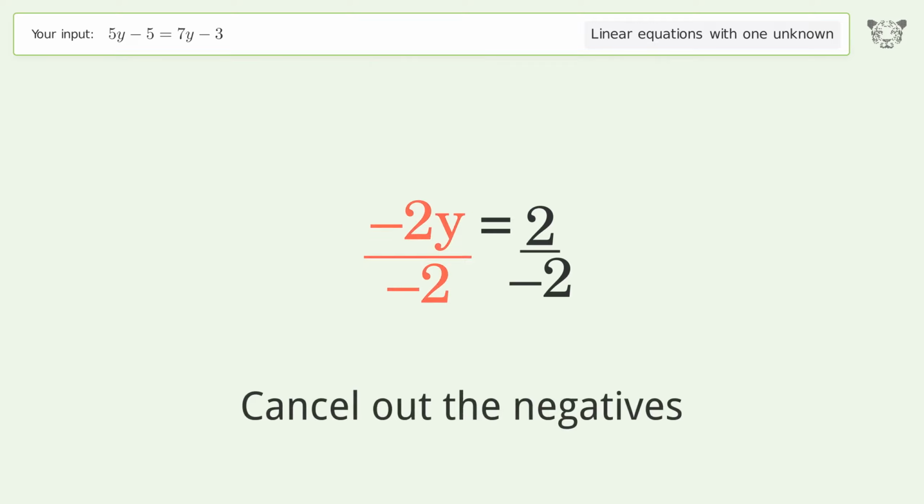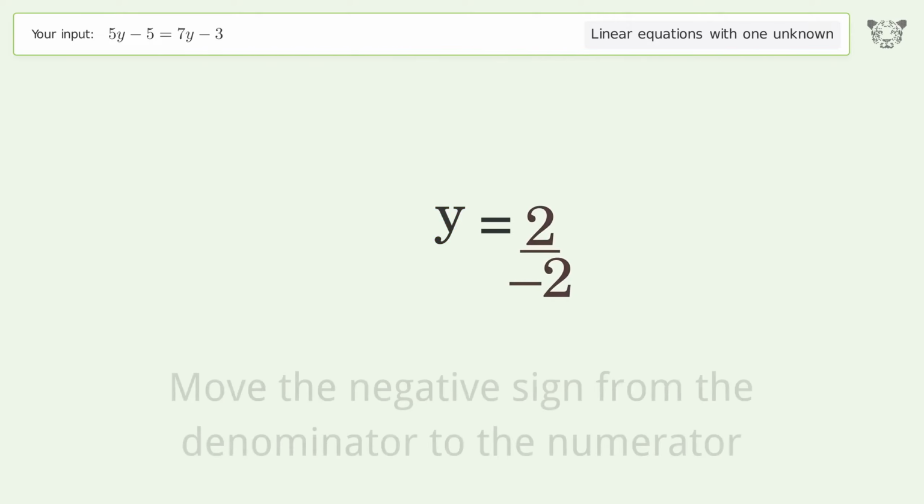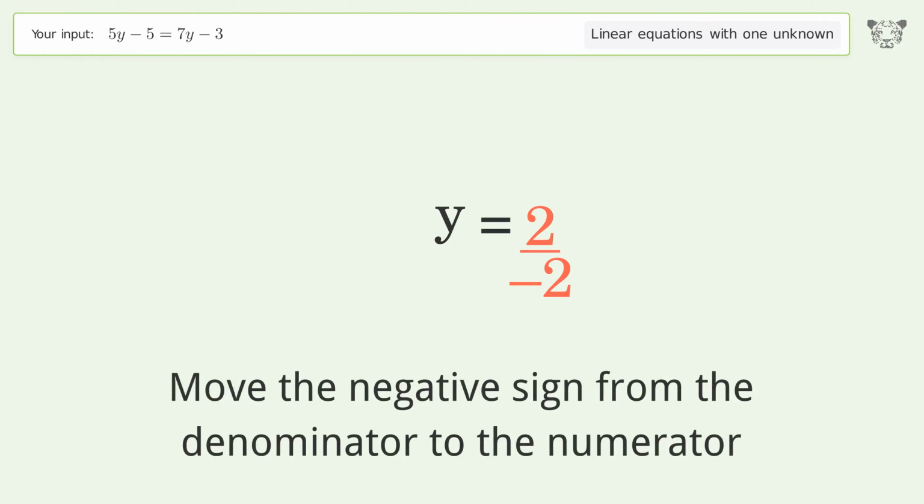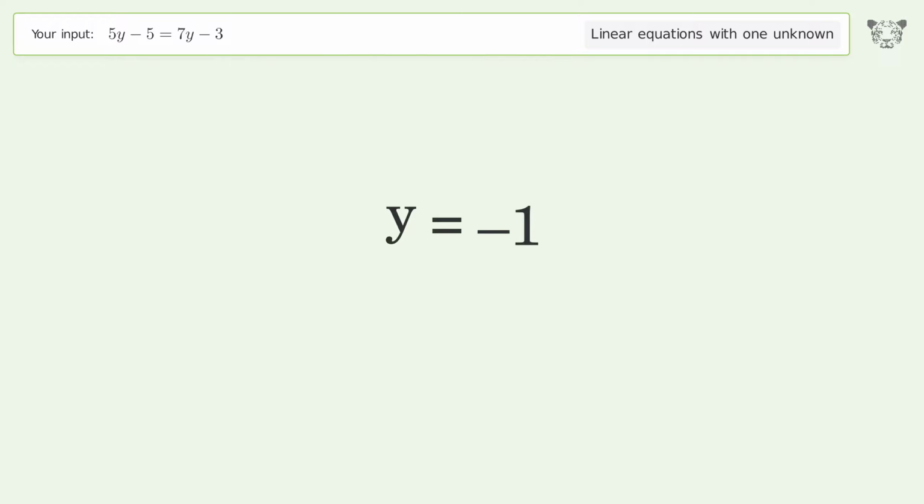Cancel out the negatives. Simplify the fraction. Move the negative sign from the denominator to the numerator. Simplify the fraction. And so the final result is y equals -1.